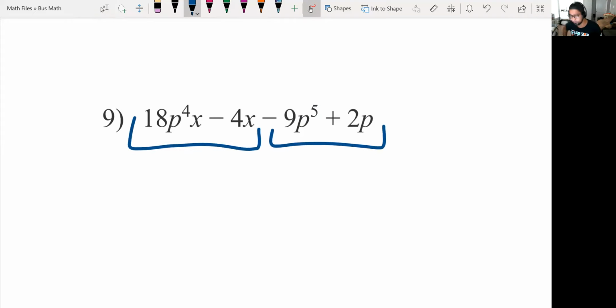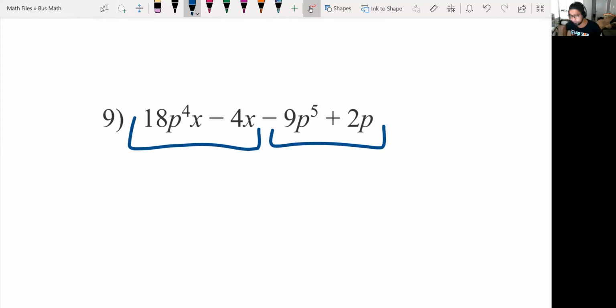Parentheses, and now we're taking 2X from these two terms. So 2 from 18 is 9. And then the X's will cancel. And you're left with 9 P to the 4th minus 2X from negative 4X is just negative 2. There's the first one. Second one, negative 9 and 2, nothing.